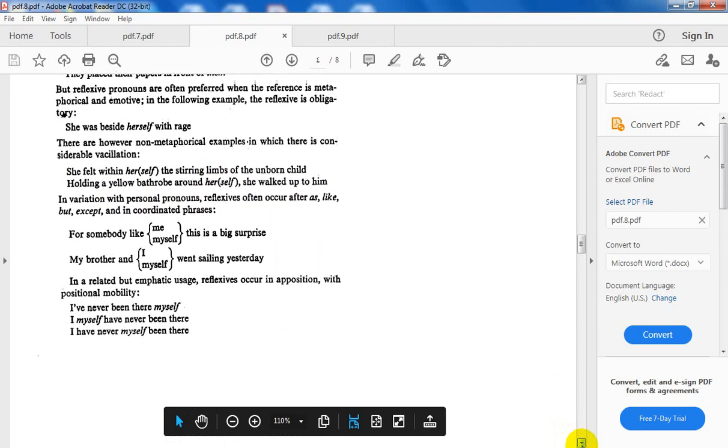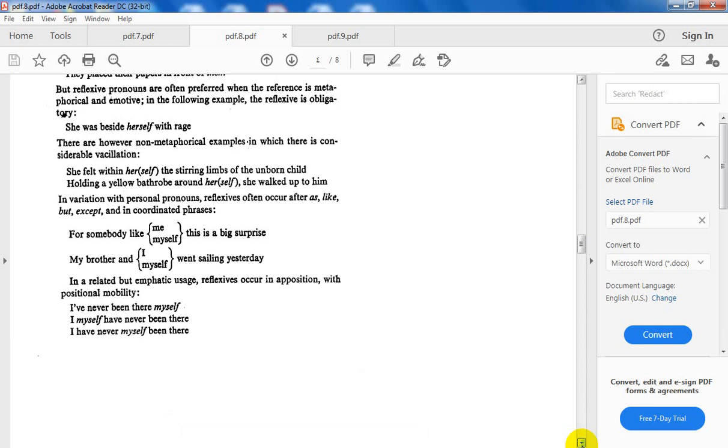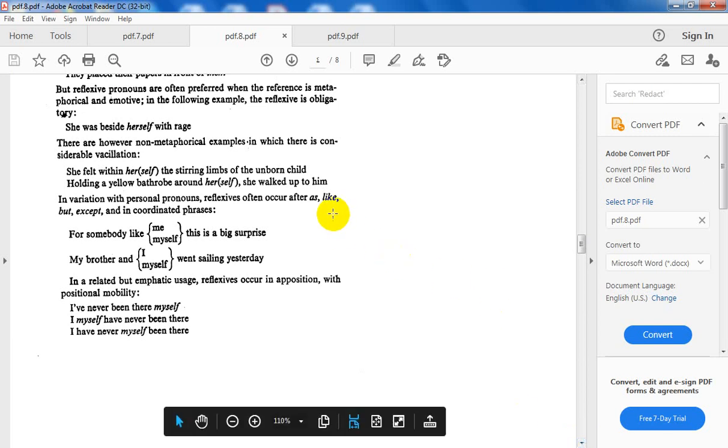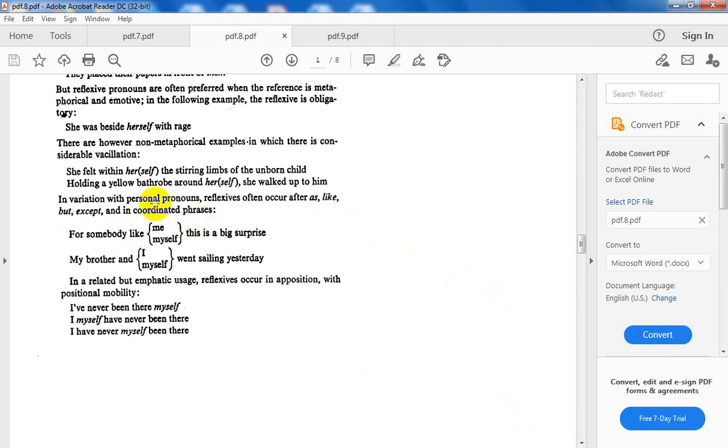In variation with personal pronouns, reflexives often occur after as, like, but, except, and in coordinated phrases. The personal, in variation with personal, reflexive can occur after as, like, but, except, and in coordinated phrases. For somebody like me, like myself. We can say like me or like myself. My brother and I, or I can say and myself. I mean, you can have the personal or the reflexive.